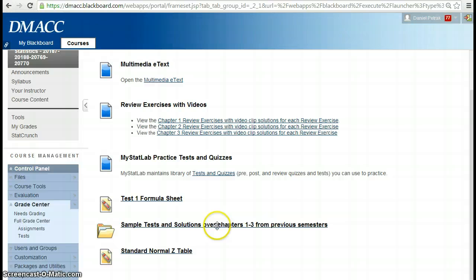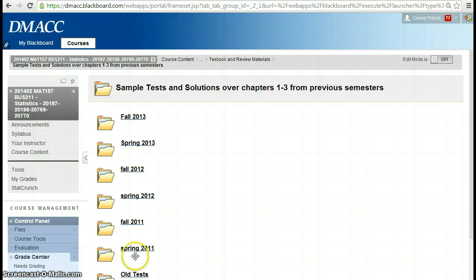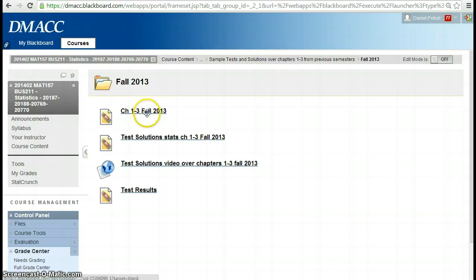And then one thing is, I've posted my old exams here from previous semesters, sample tests and solutions. And this actually has all my old exams, and if you go in there, here's the blank exam, here's the exam with solutions written out, and then here is a video going over the solutions. So that'll be good to help you practice with some of those things. And I'd start even looking at some of those at the end of this week, possibly.